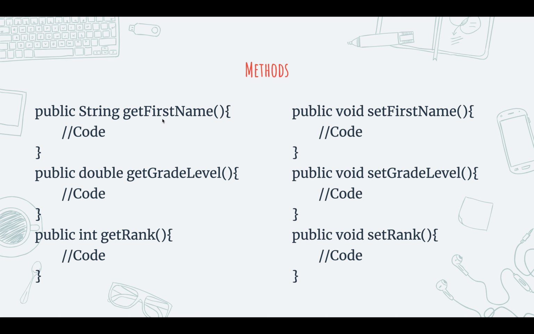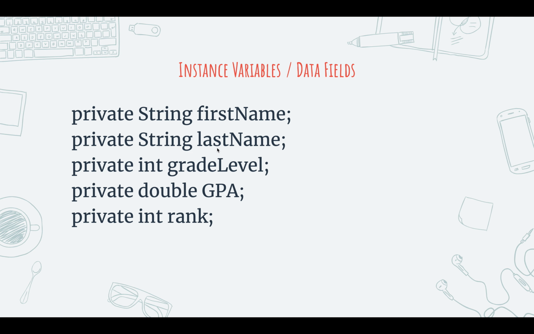So if you look at this method name, it says get first name. Well, we're most likely going to get a first name. So it's probably going to return or print out our first name data field from our instance variables. So if you look at this instance variable, it's probably going to print out this instance variable. The get last name is probably going to get this last name and print it out.